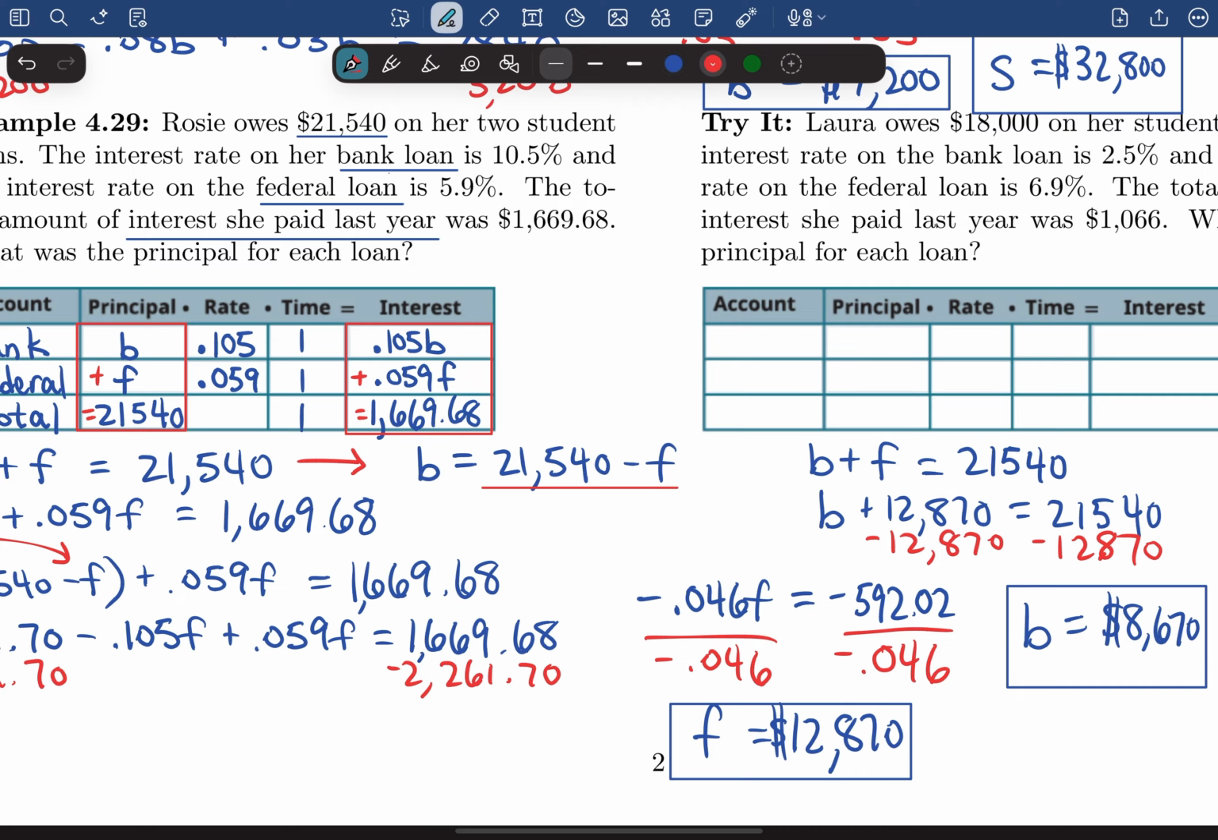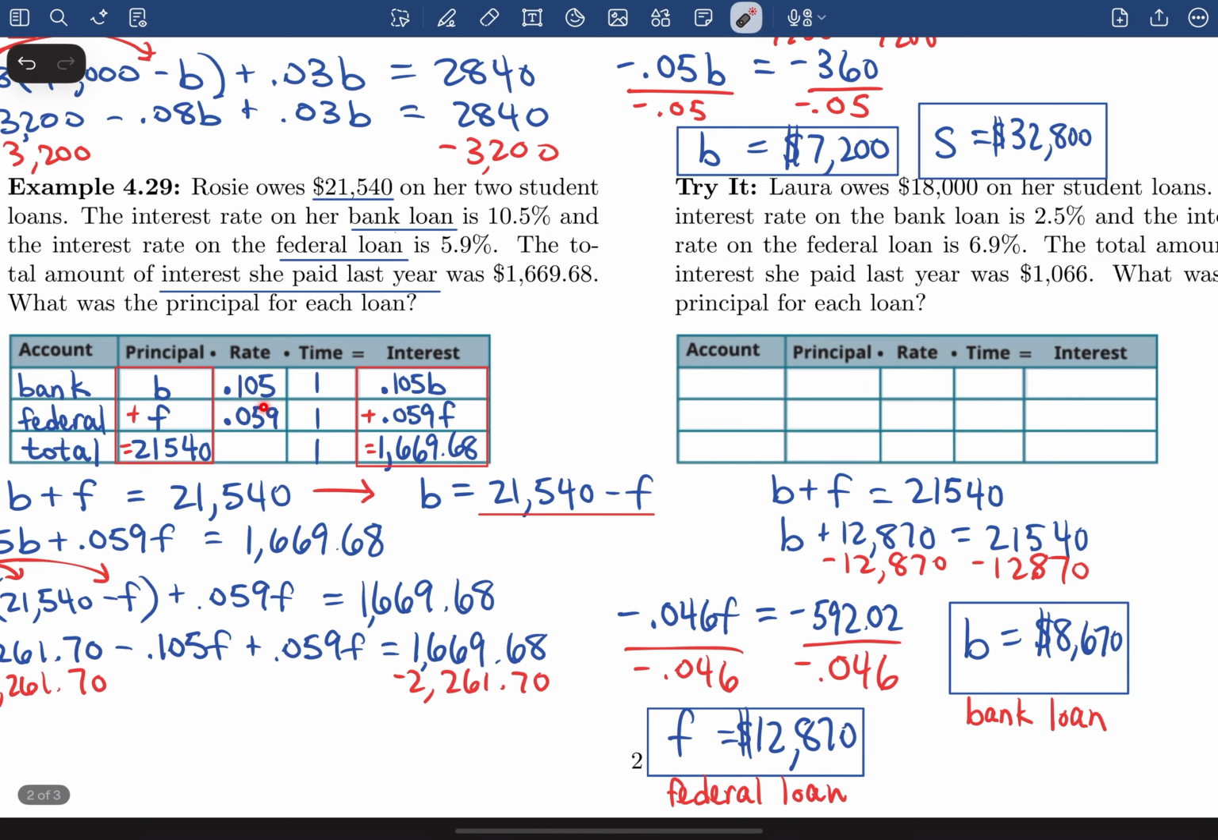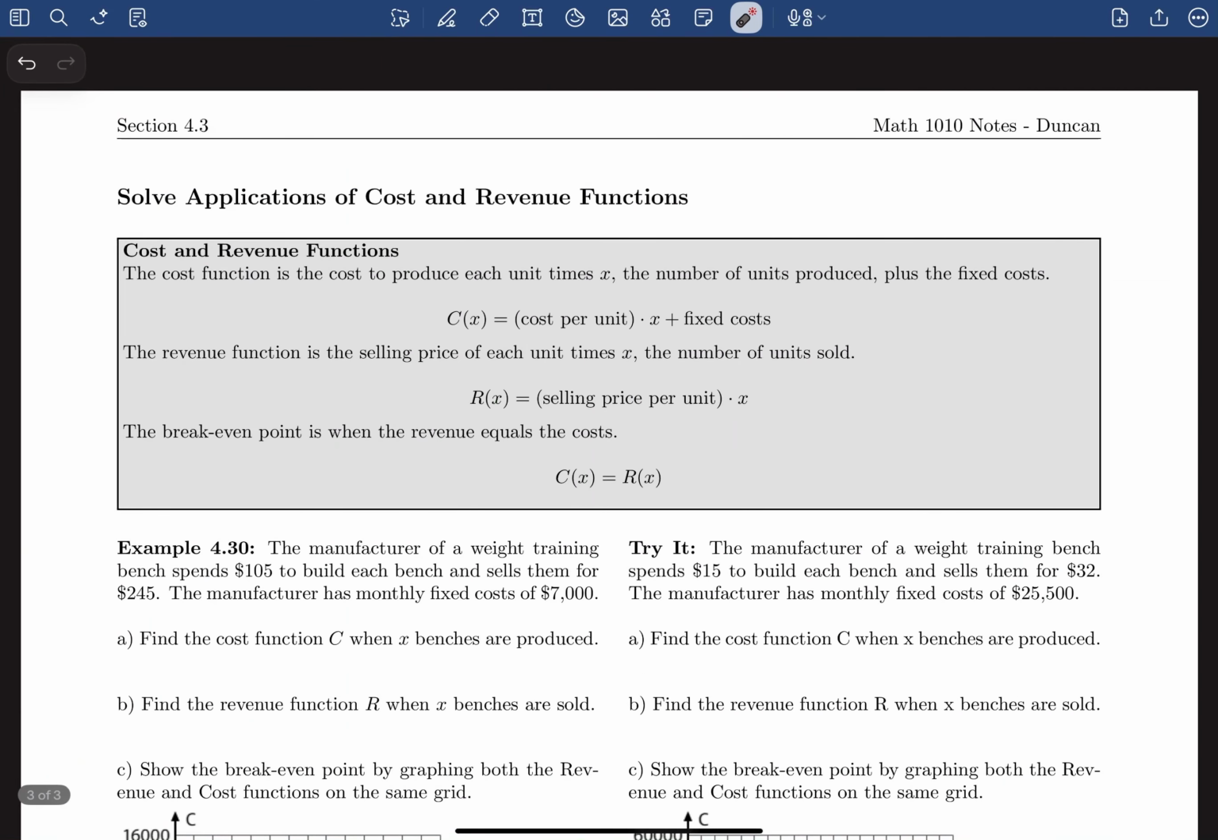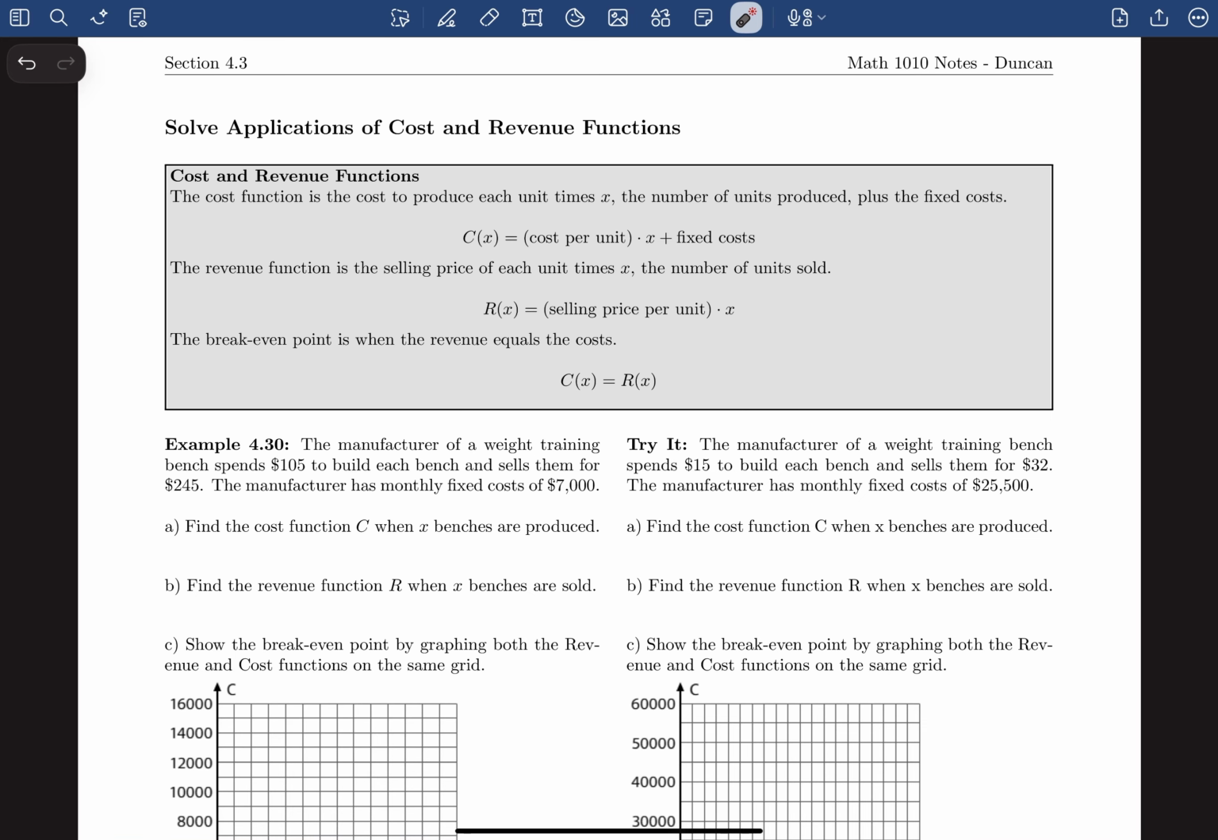Okay, so this is the bank loan, the amount that the bank loaned to Rosie. And this was the federal loan, the amount that the federal government loaned to Rosie. Now, we remember, hey, that federal loan was a lot better of an interest rate than the interest rate that the bank provided. Okay, so now let's move forward, and we have one last objective in this lesson, and that is to solve applications of cost and revenue functions.